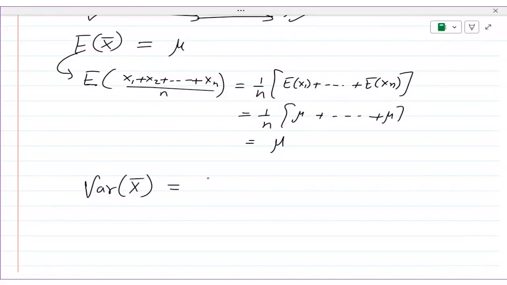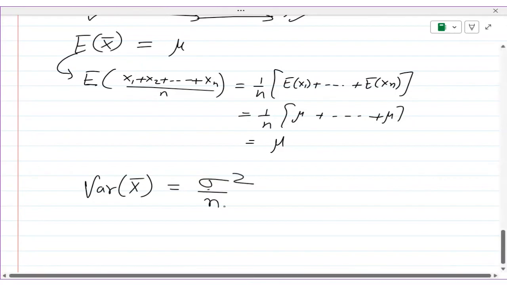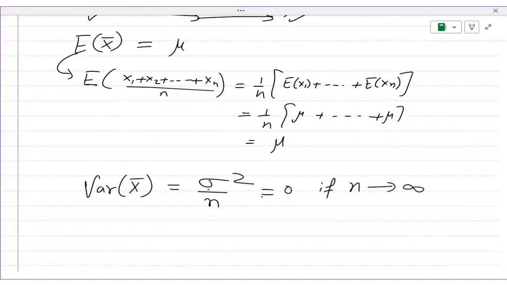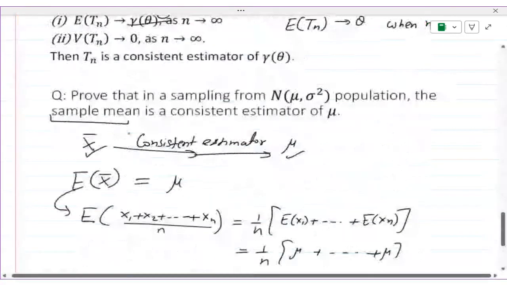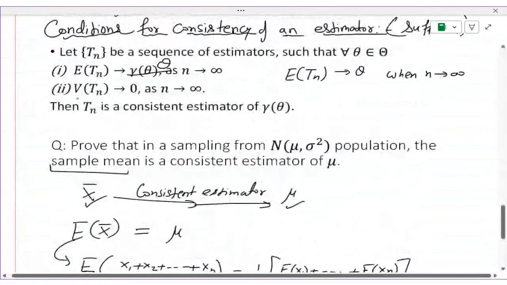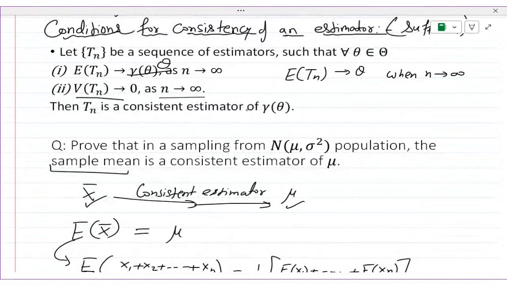First was E of x bar is equal to mu. Second was the variance of x bar, which we found in the beginning. That was sigma square upon n. Now this will equal 0 if n approaches infinity, because sigma square is finite and you are dividing by infinity, so it will become 0. It means the variance of x bar is going to 0. The second condition is satisfied, that the variance of Tn goes to 0 as n approaches infinity. Therefore, this is a consistent estimator.